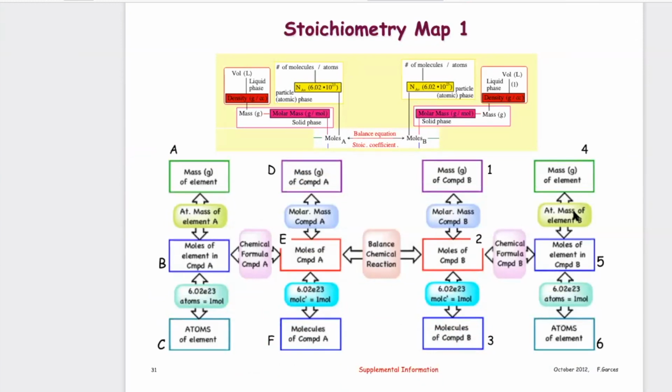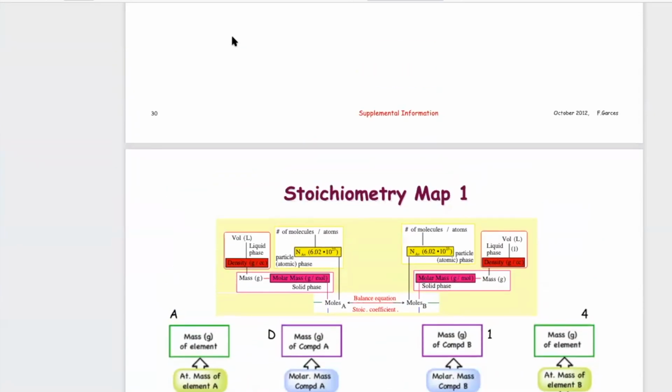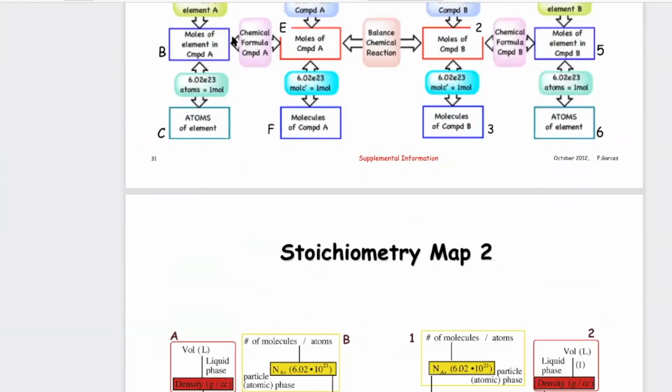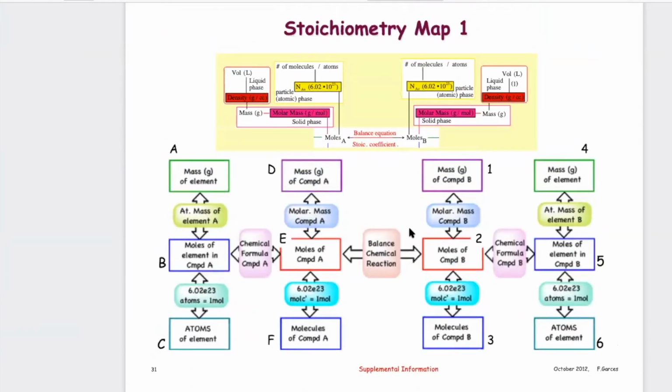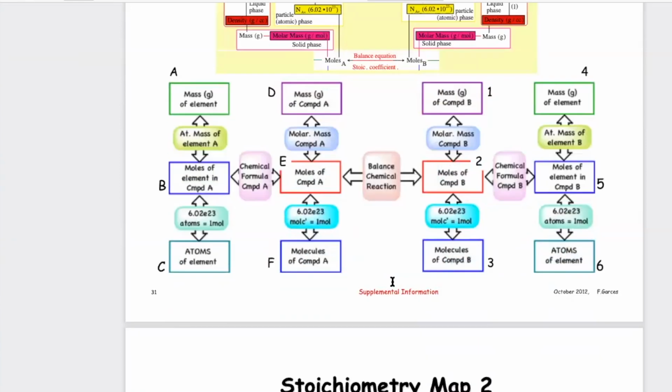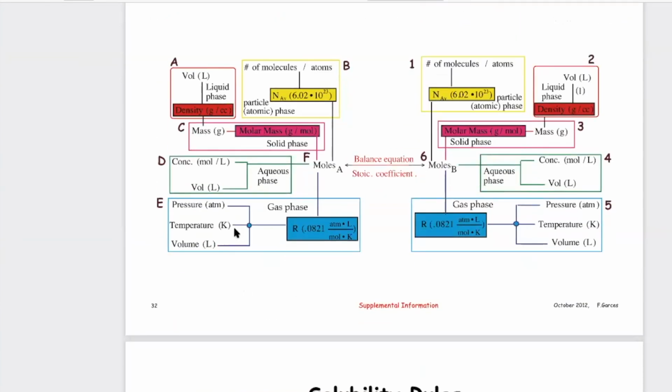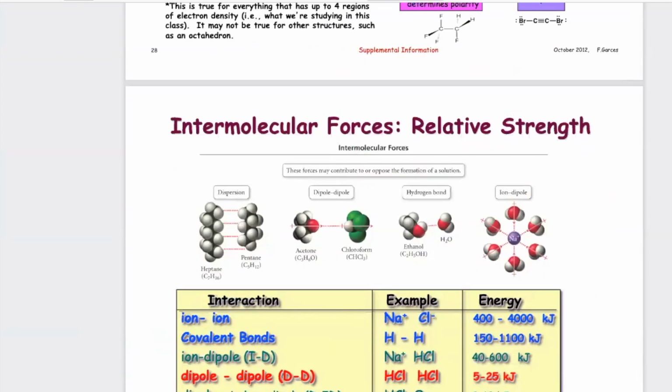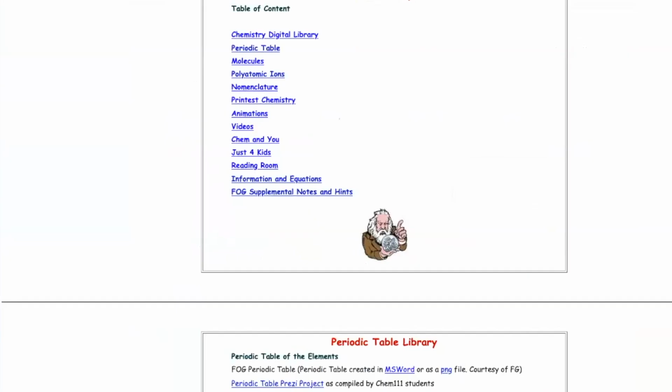So I have these resources right here, which, if you bought the book, are also embedded in your book because I asked the publisher to do that. But here, it's all in one document. This is the stoichiometry map that we've used. This is the full stoichiometry map that we will be using in the future. So those are the resources that you guys can use. Be familiar with them. They're found in the links right here.